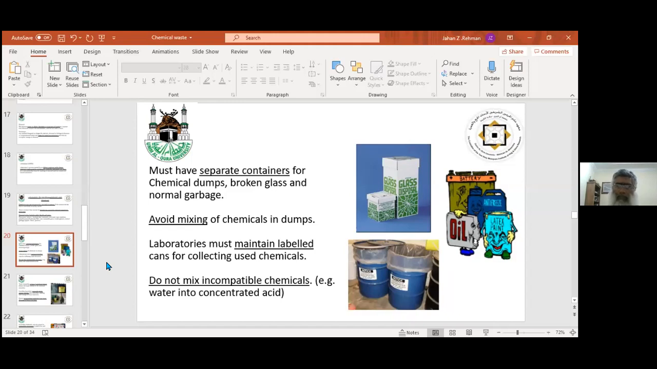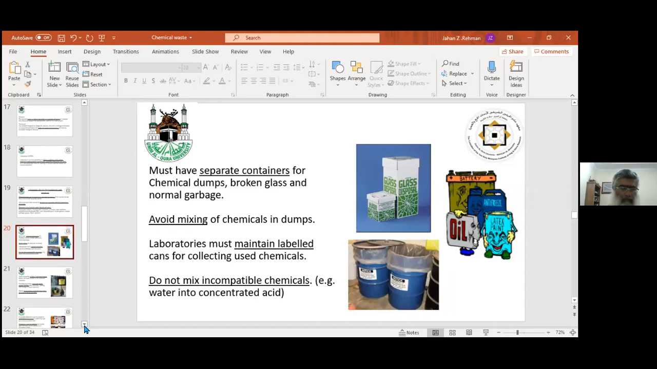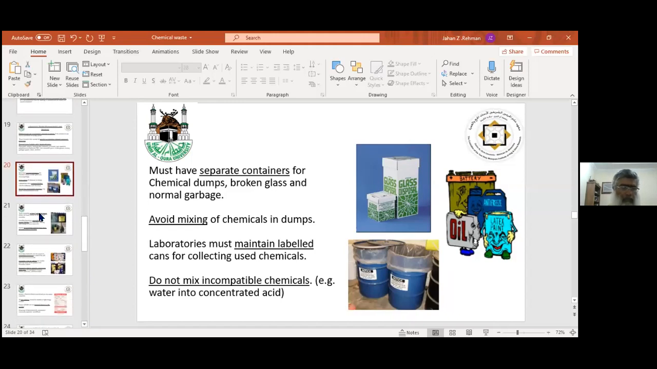Do not mix incompatible chemicals. Incompatible chemicals, for example, are when one is flammable and one is an oxidizer. If you combine these chemicals, then the result will be a fire or a very bad result for the lab.